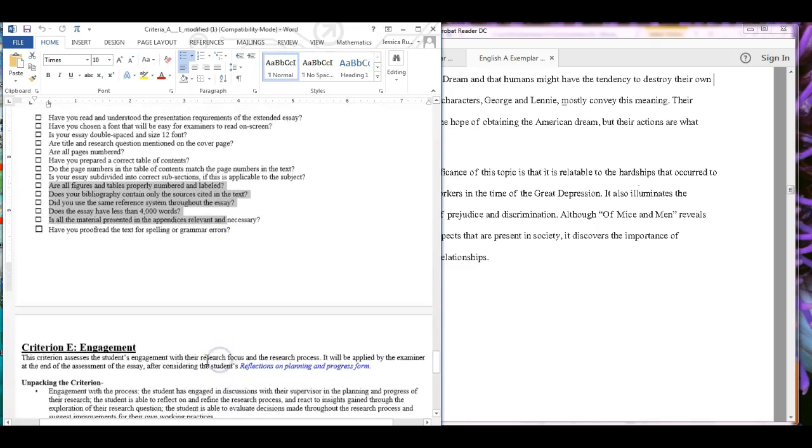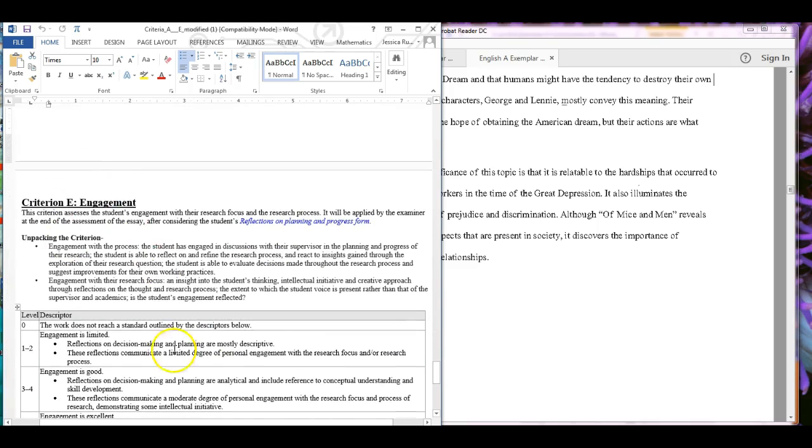So you can go through this, and then finally the engagement, and this is strictly on your RPPFs. So don't worry about criterion E, you just have to worry about A, B, C, and D. I really need you guys to have this rubric right by you as you're going through. Make sure that you're doing these things.